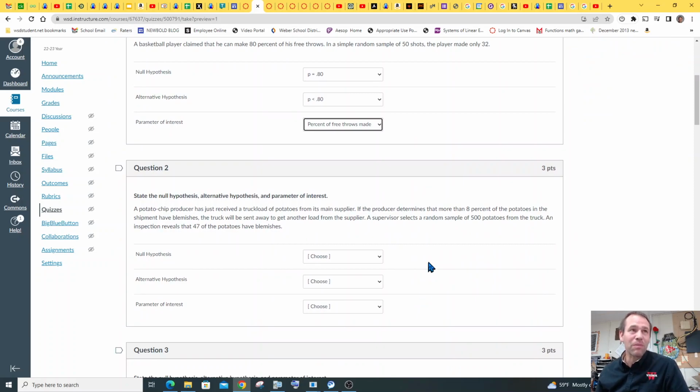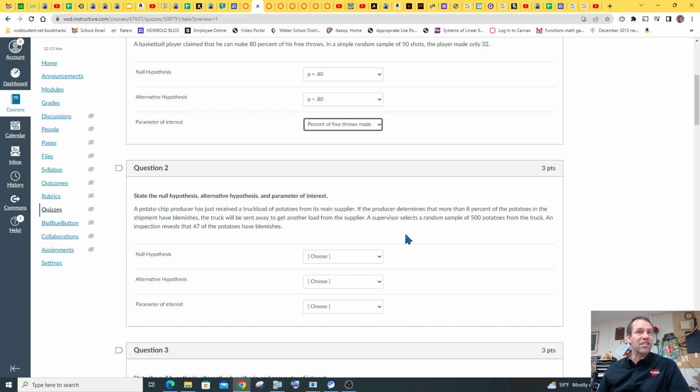A potato chip producer has just received a truckload of potatoes from its main supplier. If the producer determines that 8% of the potatoes in the shipment have blemishes, the truck will be sent away to get another load from the supplier. So they'll reject that load, because you can't have that many blemishes. Come on, you can't sell potatoes with tons of blemishes in them. Those nasty potato chips that look all nasty, no one wants those.